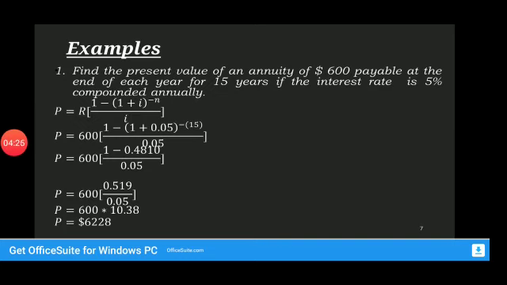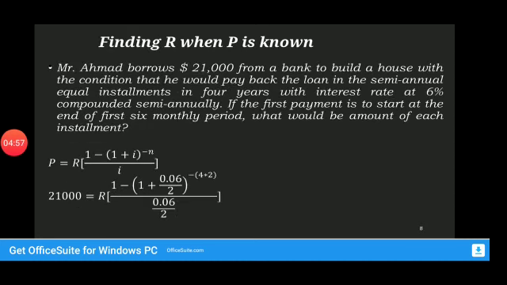For 15 years, if the interest rate is 5% compounded annually, the interest rate will remain the same, that is 0.05, and n will be 15. Now, putting the values in the formula, we get the simplified answer, that is $6,228. So the present value of the annuity which we have to pay in a year is $6,228.